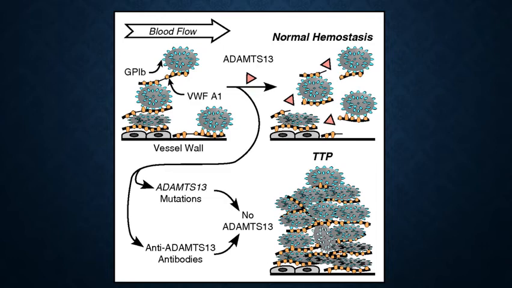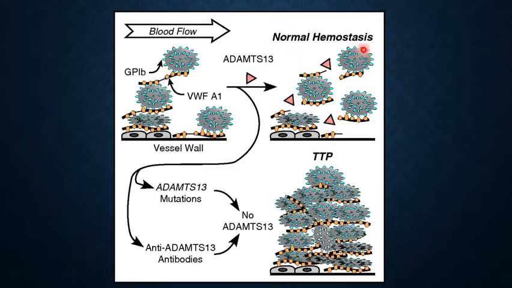In this picture, we see normal hemostasis. This is the von Willebrand factor and this is the platelet. This is glycoprotein 1b, the site that combines with von Willebrand factor. When there is the enzyme, it prevents more aggregation.